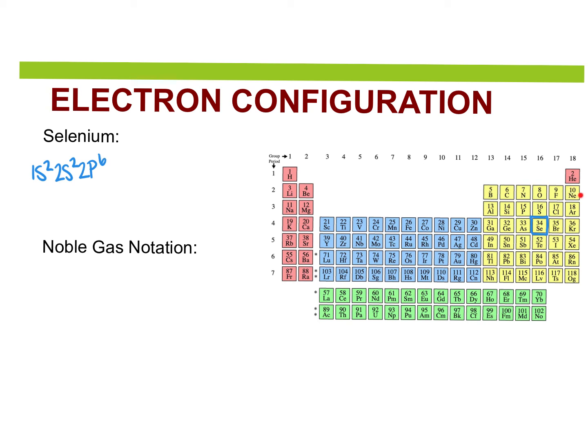Okay. Where do you go after 2p? 3s. Okay, 3s. We're past both of those, so 3s2. Then what? 3p. Okay, so 3p6. Where do you go after 3p? 4s. Okay, 4s2. Where do you go after 4s?